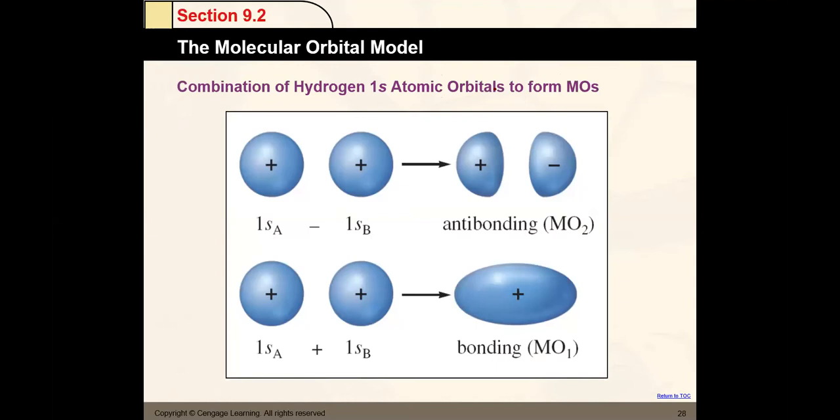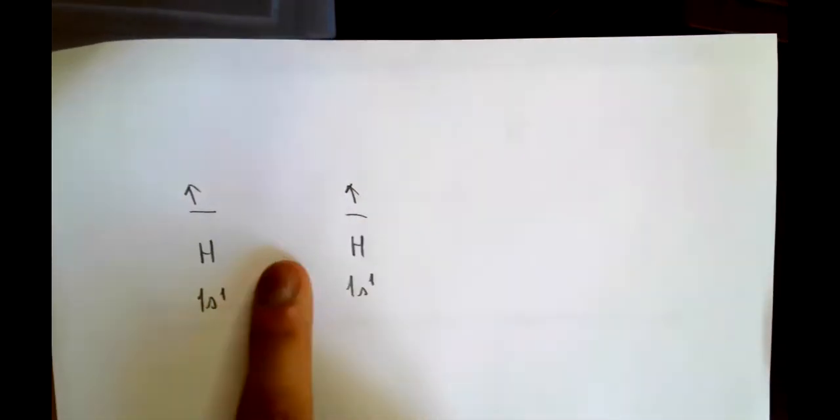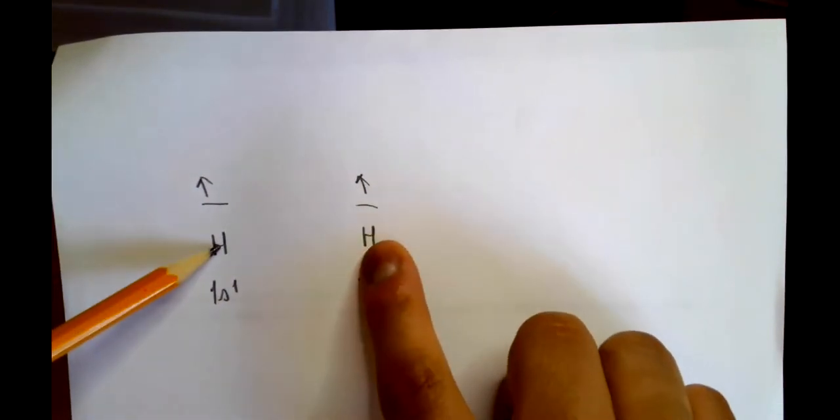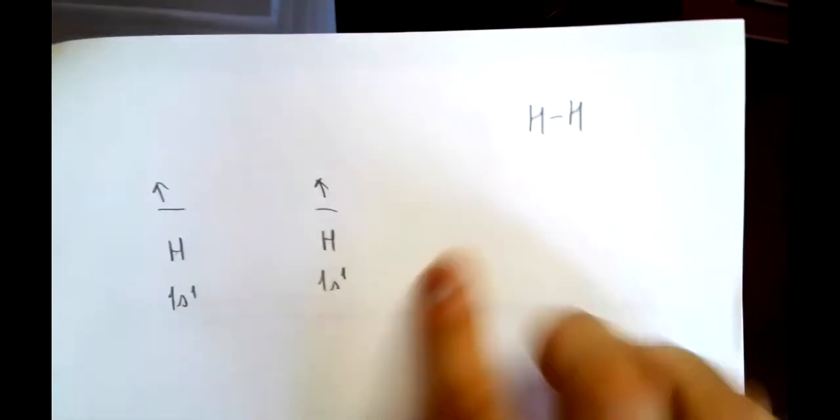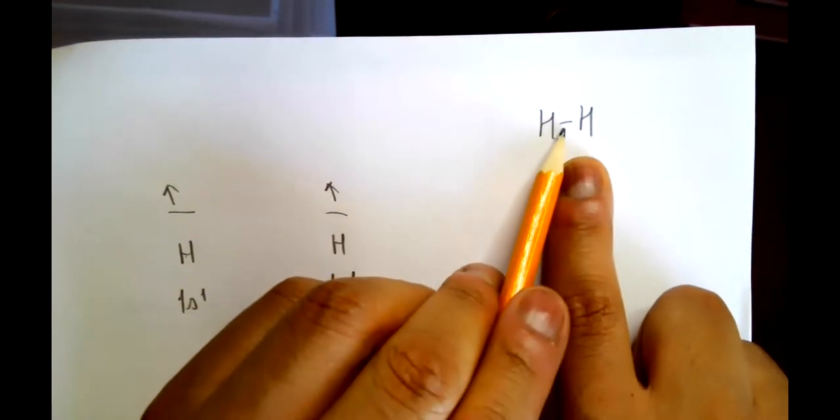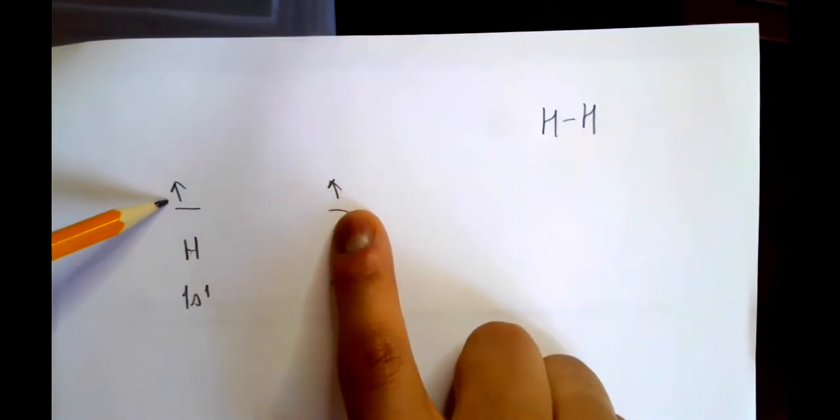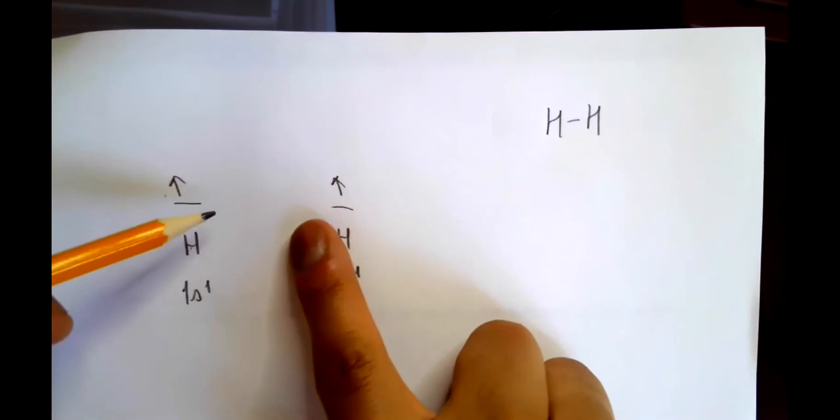Then I think it's better if I use my screen, my camera. Okay, so let's say that I have a hydrogen that has one 1s electron, and the other hydrogen that also has one 1s electron. These two decide to get together to form a covalent bond between them. So hydrogen and hydrogen decide to form a bond, which is H dash H. So how does this happen?